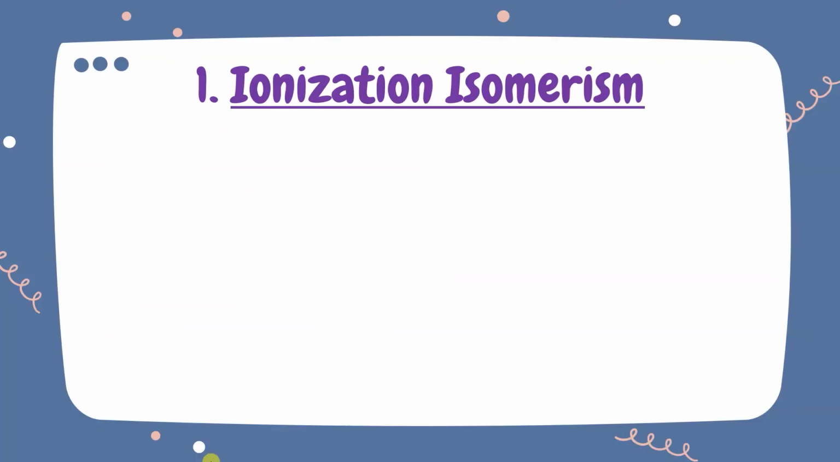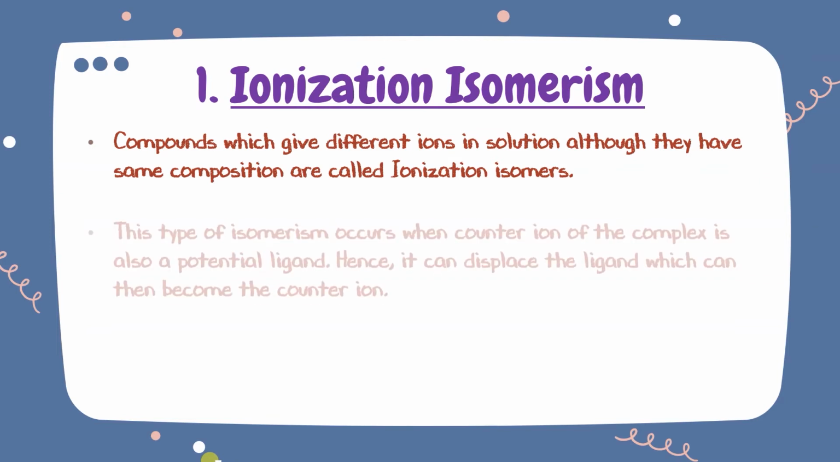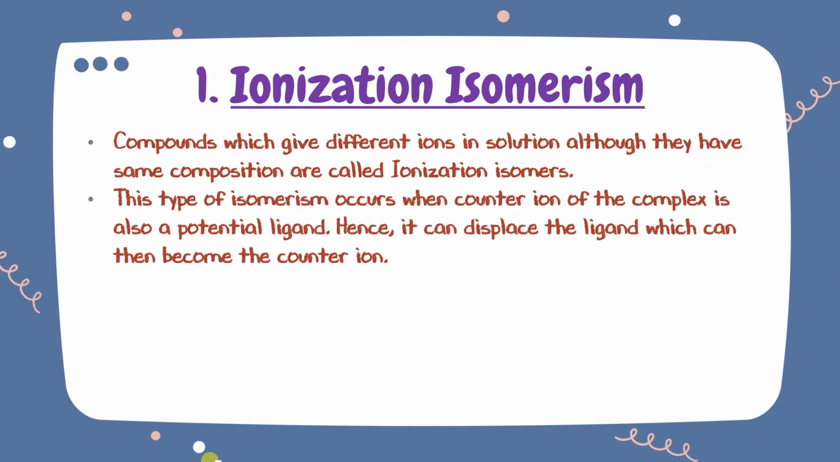As the name suggests, ionization means whenever it undergoes ionization, it will give you different ions. Such compounds have the same molecular formula, but whenever they are separated into ions, they give different ions. Compounds which give different ions in solution, although they have the same composition, are called ionization isomers. For example, we'll do, just wait.